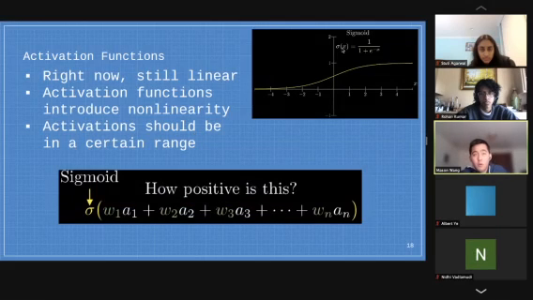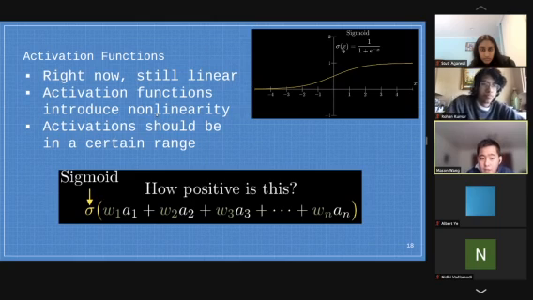Now, we want our numbers to be in a certain range. So we want our activations to be between 0 and 1. How can we do that, right? We can add a sigmoid function around our weighted sum. So that squeezes everything into a certain range. Now all the neurons are between 0 and 1. Another reason for this is we want to introduce non-linearity to the neural network.